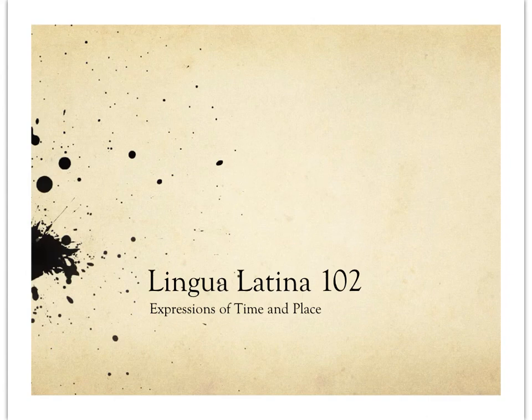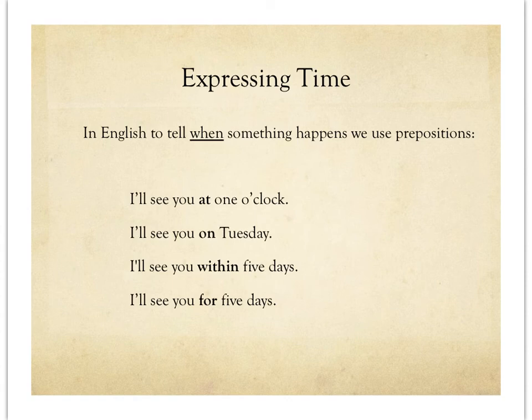Today we're going to talk about expressions of time and place. That is, how do we talk in Latin about when something is occurring and where it's occurring. So in English, when we want to tell when something happens, we tend to use prepositions, and so prepositional phrases. For example, you can see I've created some examples here.